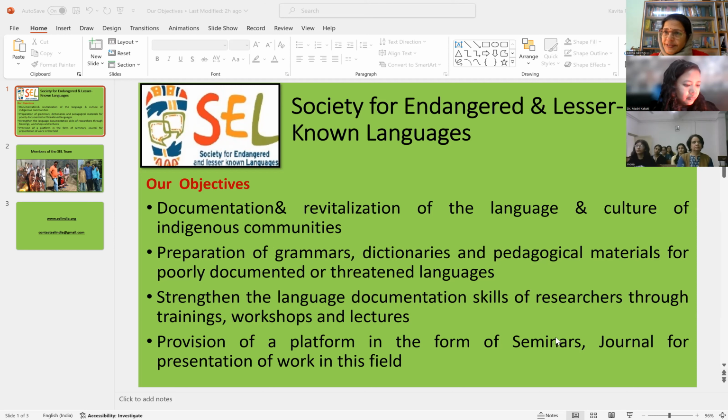This is the first time that we are conducting a workshop for students. We have organized a few workshops with native speakers of different communities, from Himachal Pradesh and from Uttarakhand. But this is our first workshop with students. We are very happy to organize this workshop because I hope they will learn a few things. And if they are interested in this field, they can pursue their PhDs and their research in this area also.